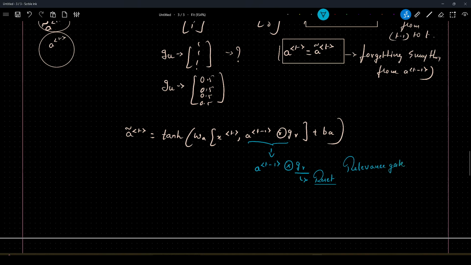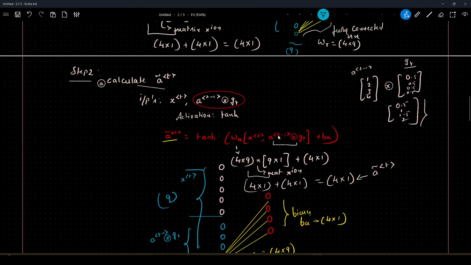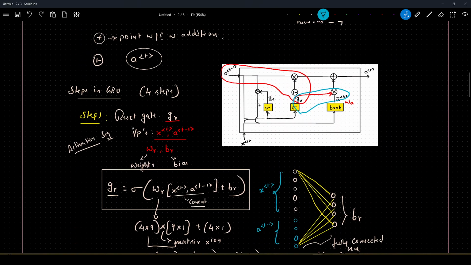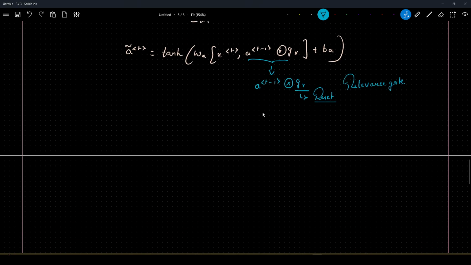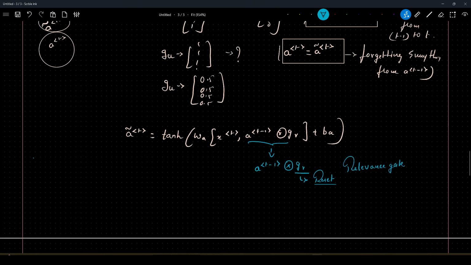Okay. So what is this GR? GR is also a sigmoid activated value, right? So GR will also be values between 0 and 1, right? So what are we doing? We are doing pointwise multiplication of values between 0 and 1 with the previous cell state at the previous time step.